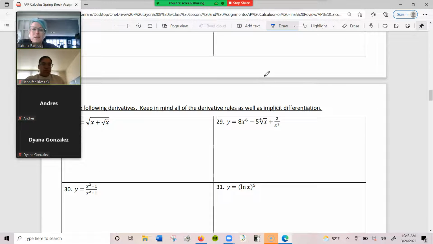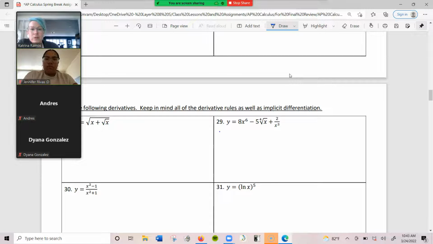This is finding the derivative. Okay. So before we can take this derivative, you have to rewrite it so that all of our exponents are in the numerator, as well as any radicals written with the rational exponent.